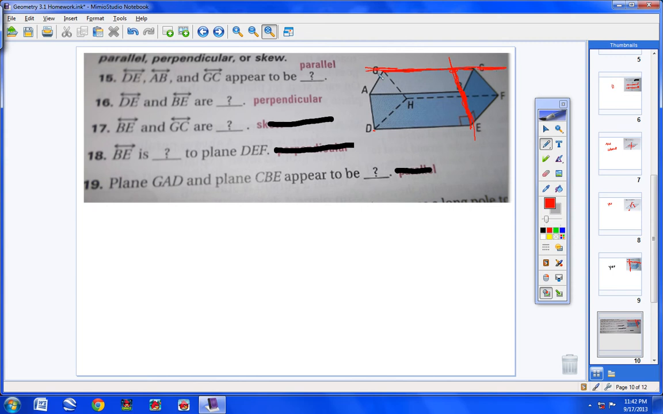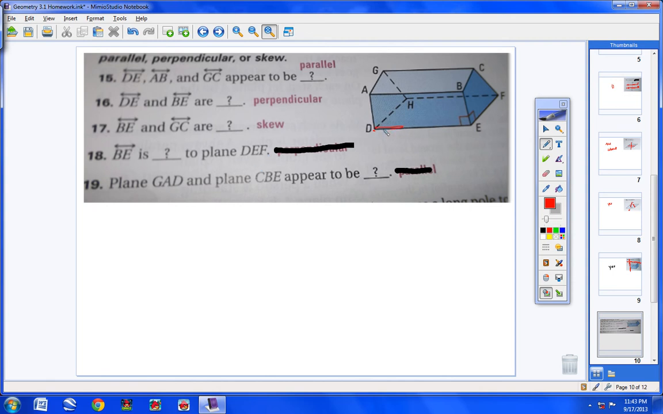And those two lines will never be in the same plane because one's flat and one's going straight up and down. So these two lines do not intersect. They will never intersect, and they're not in the same plane. So these two lines are skew. This is a really tough exercise here. So if you're a little confused and it's taking you a little more time to see it, don't be discouraged. This is not easy. Okay, BE is blank to plane DEF.